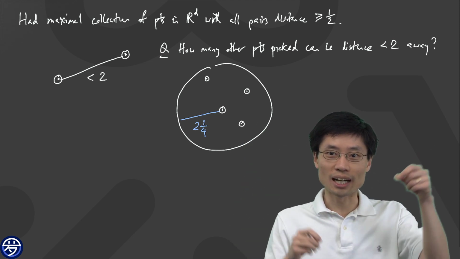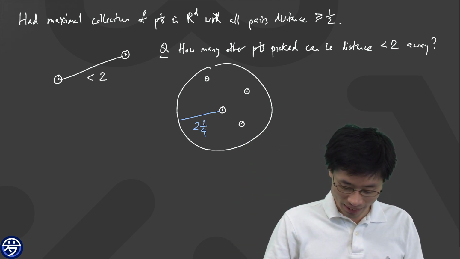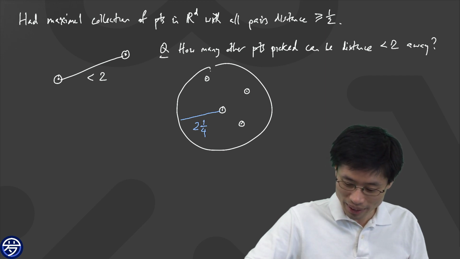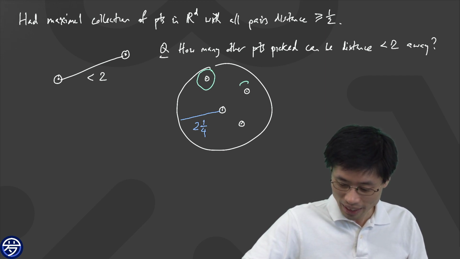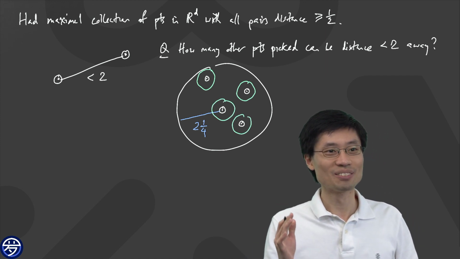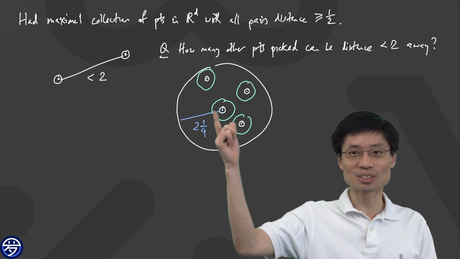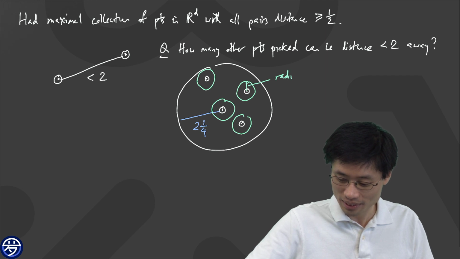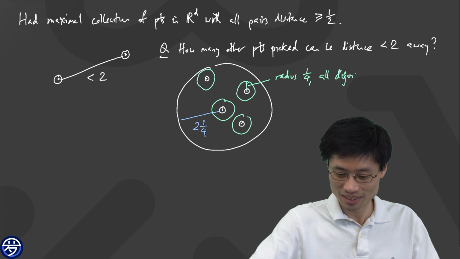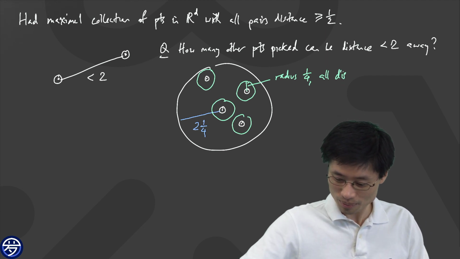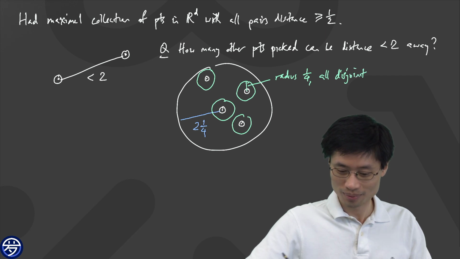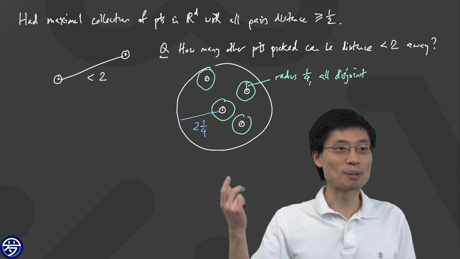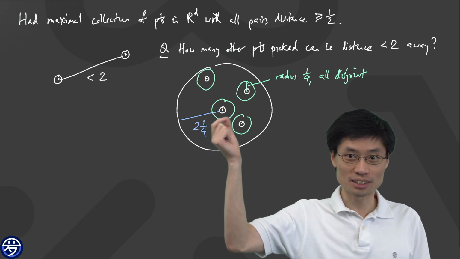The circled points are at least half apart. And since they're at least half apart, I can go and make balls around them. And each of these balls has a radius of 1/4. These are disjoint. We're using a volume argument now. Okay, so I just drew a bunch of balls. Each of these balls has radius 1/4, and they're all disjoint. Okay, so now I have an upper bound, right? So the point is, how many of these circled points could I have here?